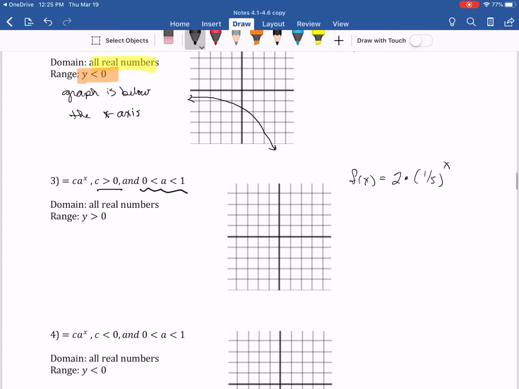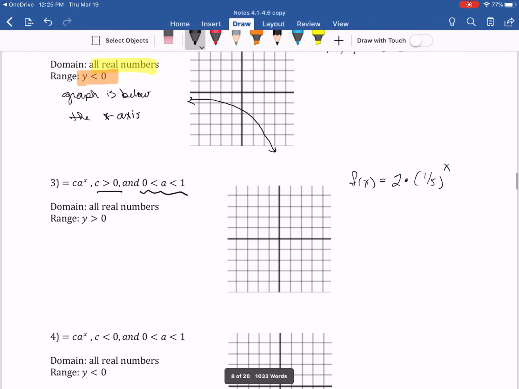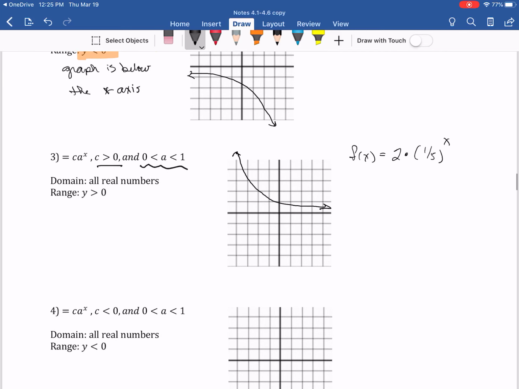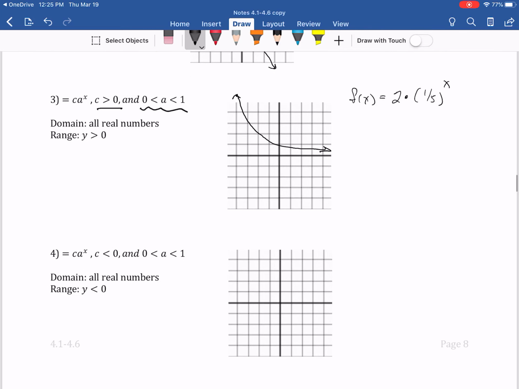The effect is that it is going to decrease quickly and then level off, and it's going to have that general shape. The domain is anything, and the y values are all greater than 0.